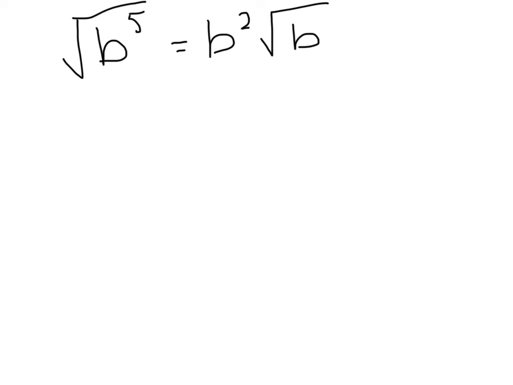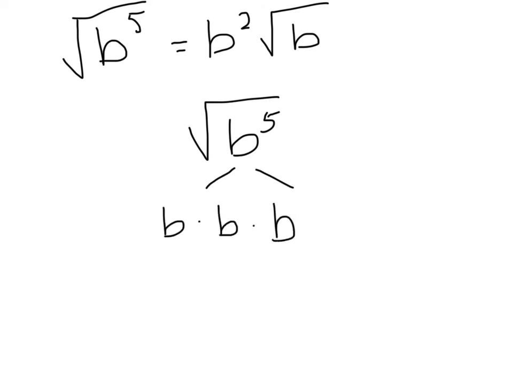In the last example, I claimed that the square root of b to the fifth is equal to b squared times the square root of b. I want to take a minute to take a closer look at why that's true. If we take a look at the square root of b to the fifth, and we look at the prime factorization of b to the fifth, it is b times b times b times b times b. Those are the simplest factors of b to the fifth.